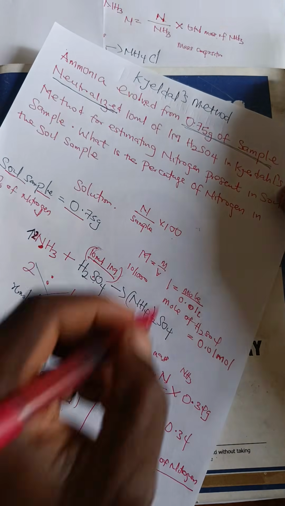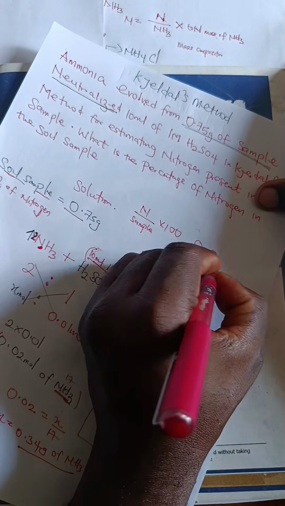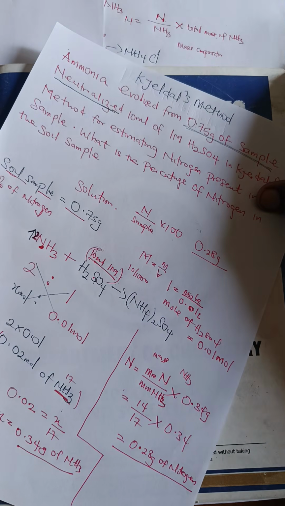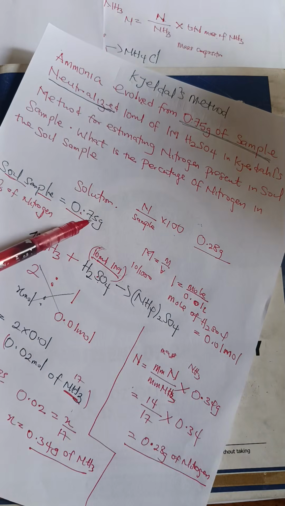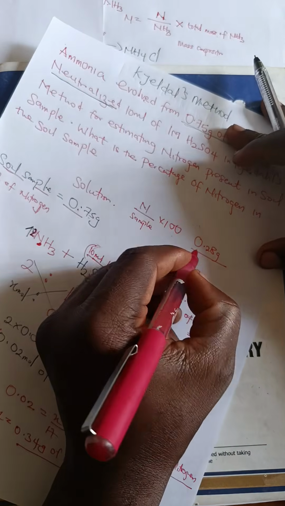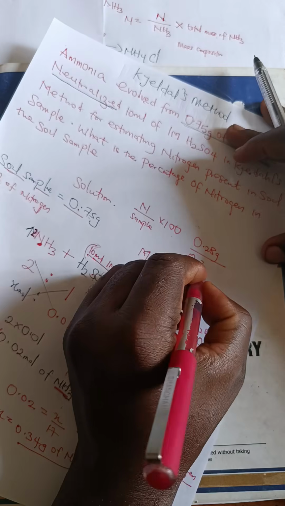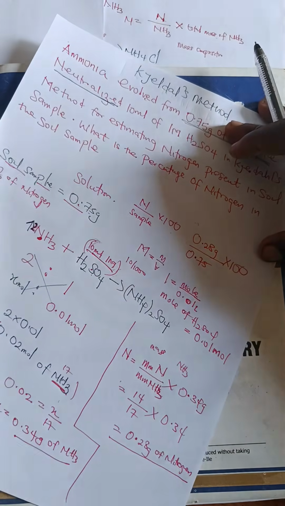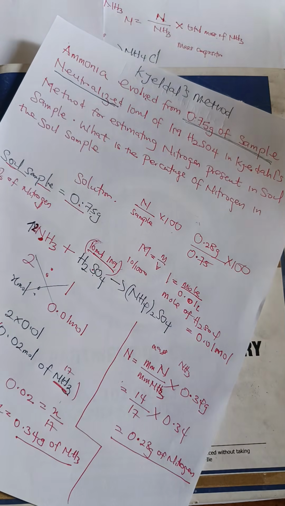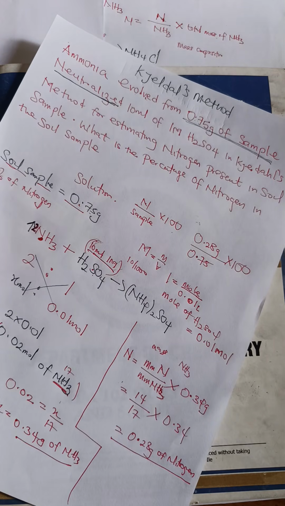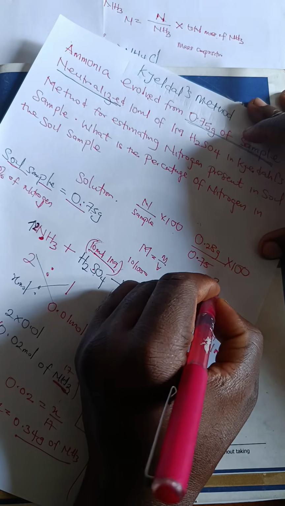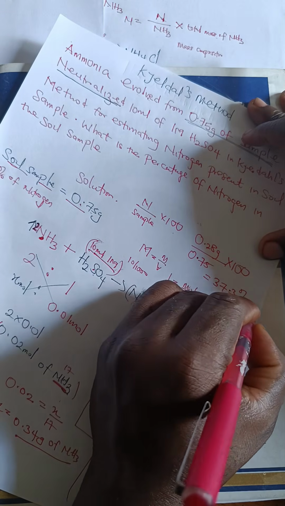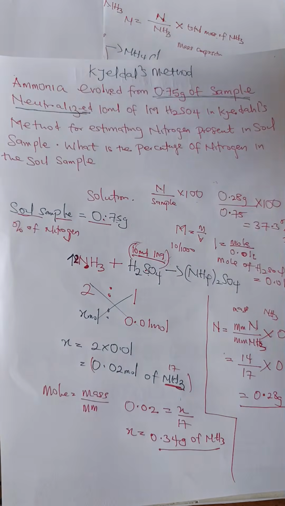So what is the mass of nitrogen? 0.28 gram of nitrogen. What's the mass of the whole sample? The whole sample is 0.75. Now multiply it by 100. Punch that on your calculator: 0.28 multiplied by 100, then divide it by 0.75. So you will get 37.3%. Very simple.